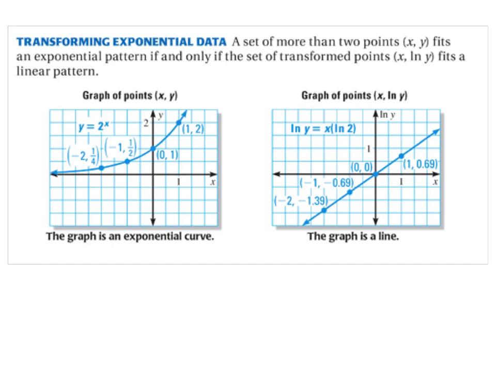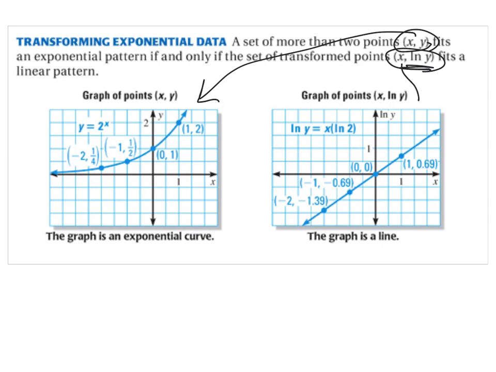Right. Other stuff we can do. Transforming exponential data: a set of more than 2 points (x, y) fits an exponential pattern if and only if the set of transformed points (x, log y) fits a linear pattern. Okay, so a set of more than 2 points (x, y) fits an exponential pattern if and only if the set of transformed points (x, log y) fits a linear pattern. So (x, y) is going to look exponential.